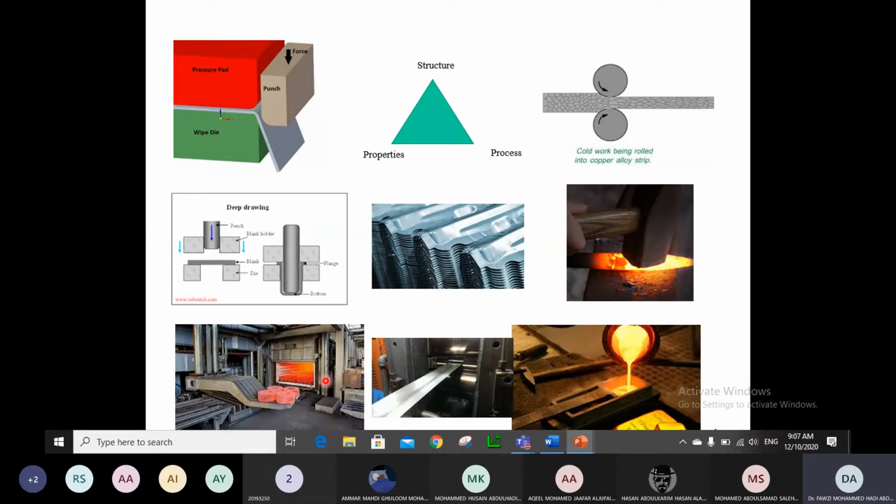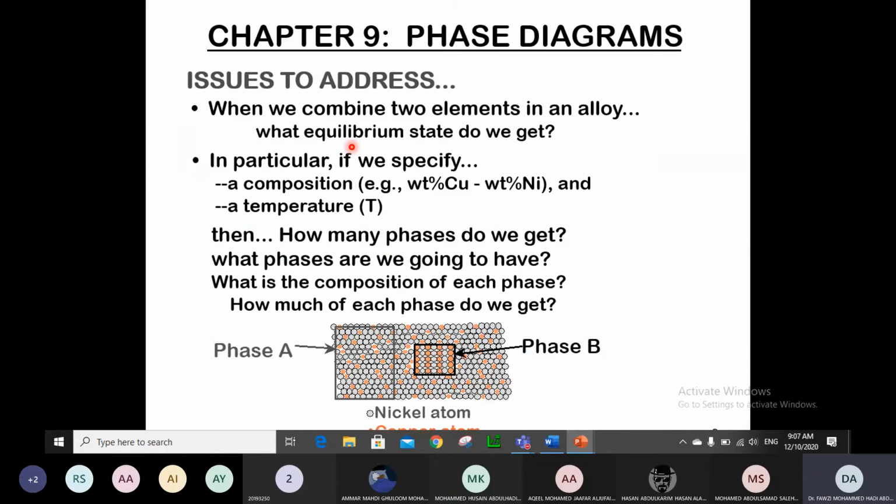Now, in this chapter, phase diagram, and the next chapter, we will be focusing on two issues: the heat treatment and basically the alloying as well. So we will see how the composition and the heat treatment of the material, using the phase diagram, changes the structure of the material and therefore changes the properties of the material. We will have what we refer to as the phase diagrams.